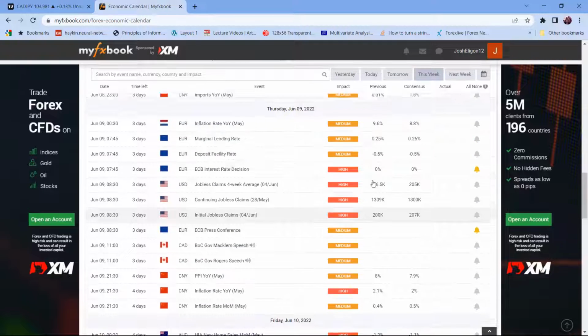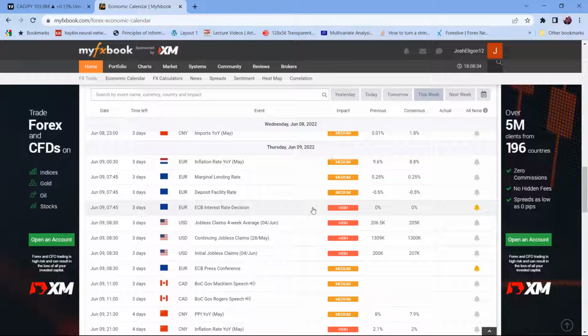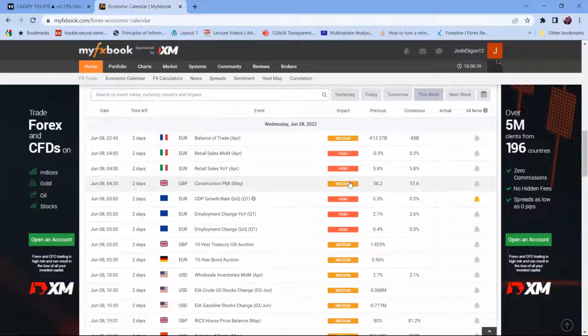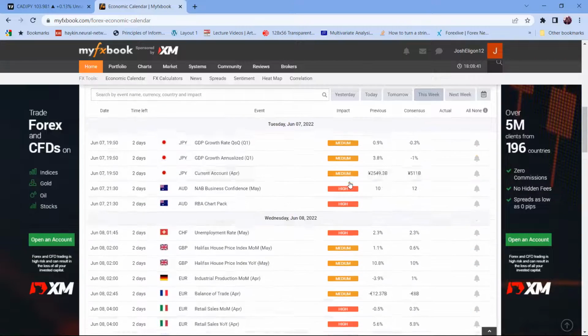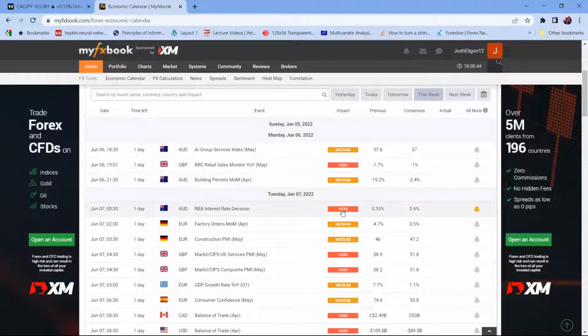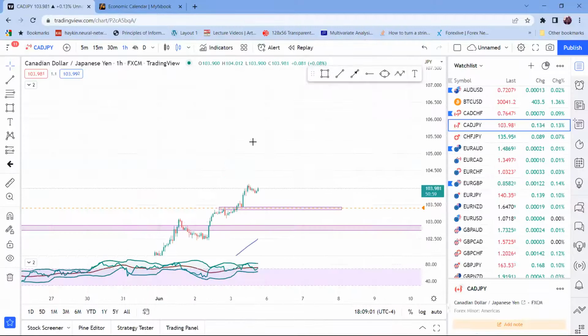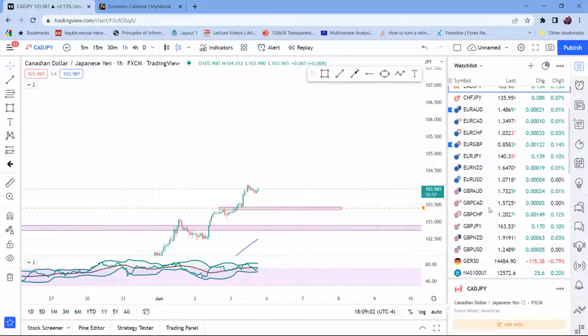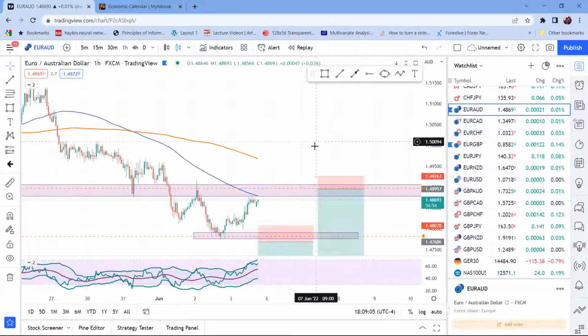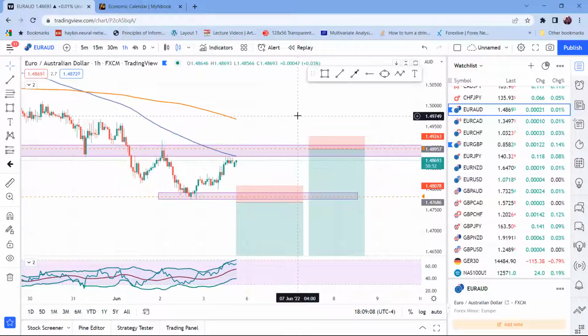Because, you can see I highlighted it here, the interest rate decision is expected to remain the same. As well, we also have interest rates, sorry, on Tuesday for the AUD. And this is where I'm looking to possibly get into a buy setup in favor of the AUD, across pairs such as Euro AUD here.